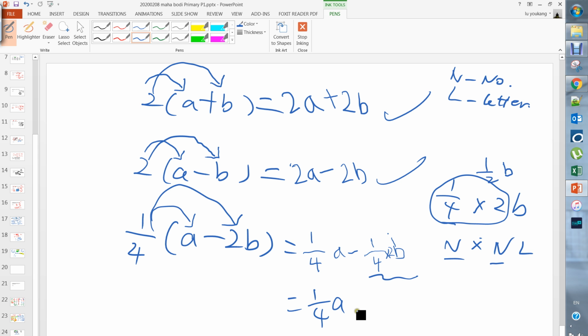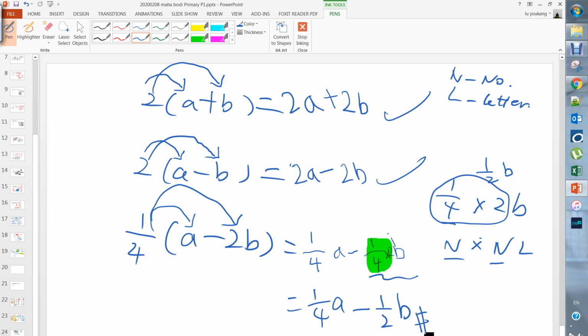Okay, good. But here you can combine these two, right? Half and 2 are numbers. So you combine, 1/4 times 2, just now you found out is half. And then the b, copy down. So this is the final answer for the last question.